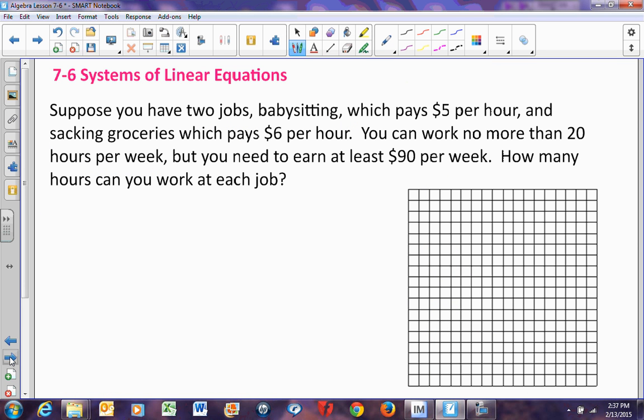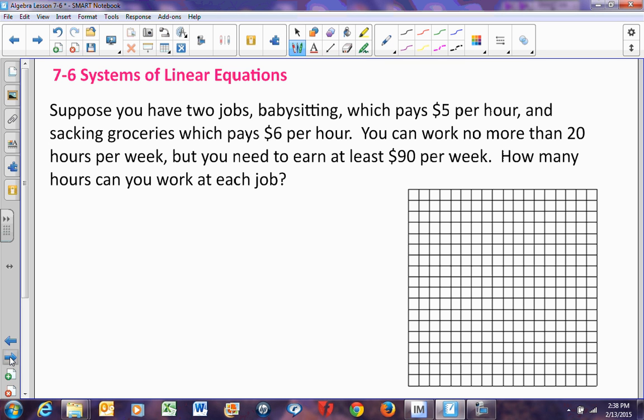Let's work on a word problem. Suppose you have two jobs, babysitting, which pays $5 an hour, and sacking groceries, which pays $6 an hour. Now, you can't get hired full-time at either one because you're a student, and you need money, so you have to work at both jobs. Even though one job pays better, you might get more babysitting jobs, so you'll actually earn more money babysitting. You can work no more than 20 hours per week, but you need to earn at least $90 per week. How many hours can you work in each job?